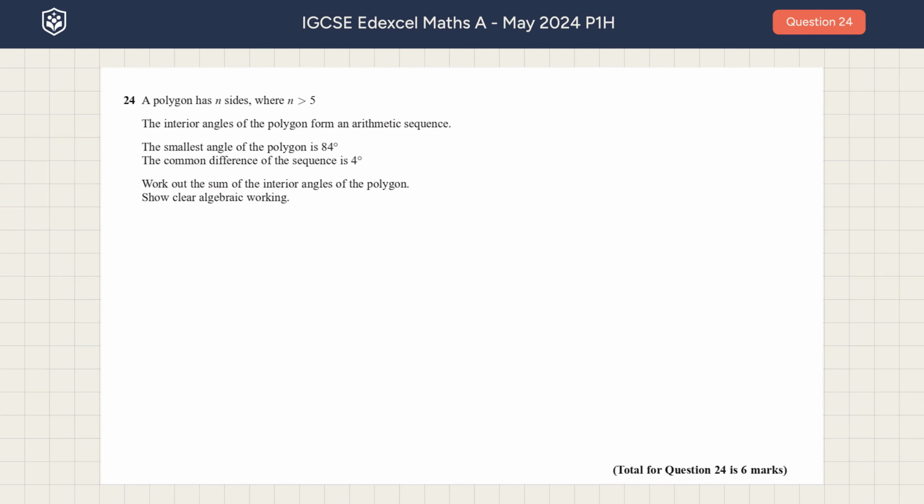Question 24 says a polygon has n sides, where n is greater than 5. The interior angles of the polygon form an arithmetic sequence where the smallest angle of the polygon is 84 degrees, and the common difference of the sequence is 4 degrees. We are asked to work out the sum of the interior angles of the polygon.